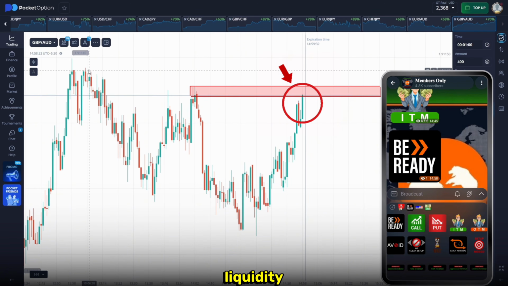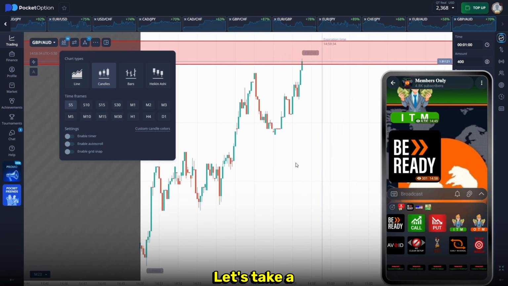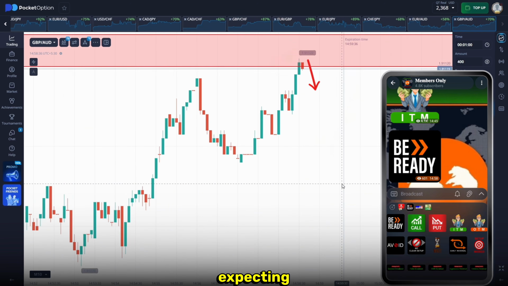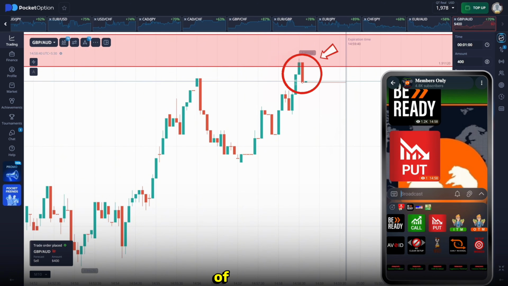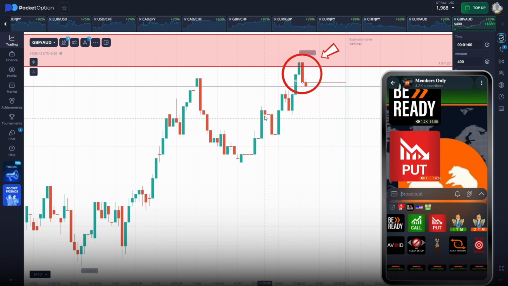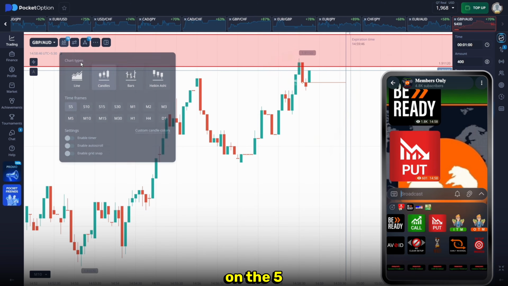Price approaching the liquidity zone. Okay, it hit the zone. Let's take a reversal trade here. We are expecting reversal. I have told you previously that I have high expectation of reversal. I have placed my trade because we have strong candlestick confirmation on the 5-second chart.